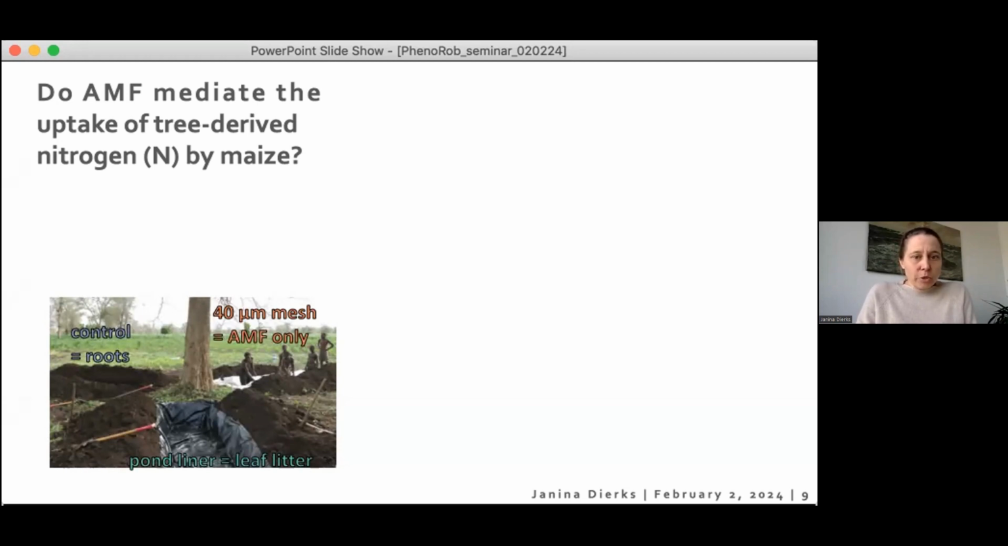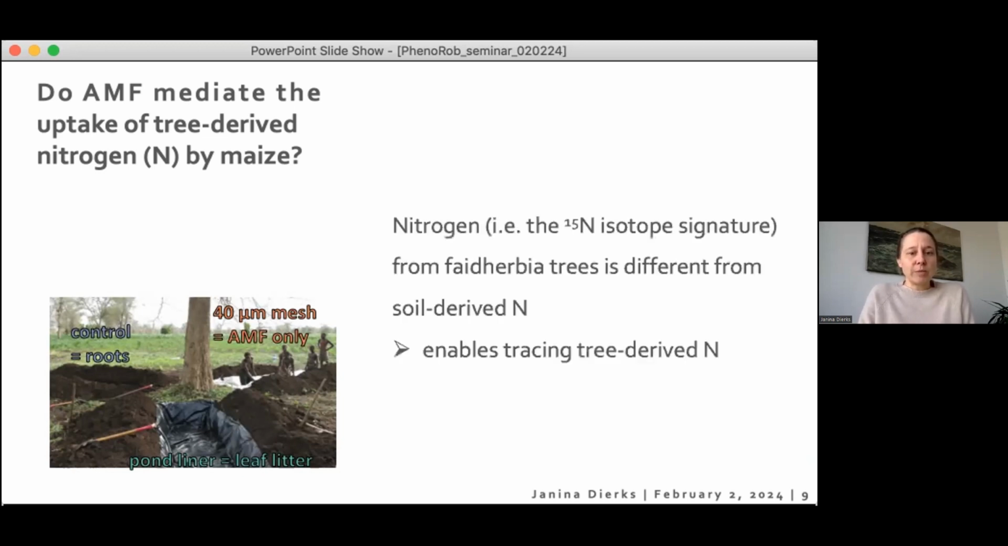The photo in the bottom shows the experimental setup, which allowed us to distinguish the different mechanisms underpinning nitrogen uptake by maize. We dug out these plots, 1 meter by 5 meters and half a meter deep, put in place different types of lining, then put the soil back in place, let the system rest for a year, and then we sowed maize and sampled maize throughout the plots to determine the 15N isotopic signature. And for the sake of time, just briefly, the 15N isotopic signature of the nitrogen-fixing trees is distinctly different and therefore allows distinguishing the tree-derived nitrogen from the soil-derived nitrogen.